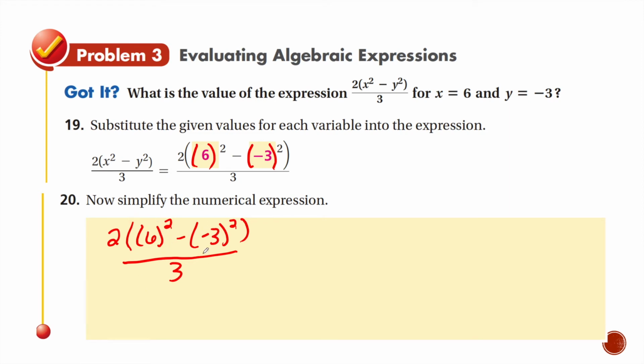Complete what's inside the parentheses first, which means we have to do the exponents first. So this will become 2 times 36 minus -3 squared becomes a +9. So it's minus a +9. And it's still inside the parentheses, and it's going to be all over 3.